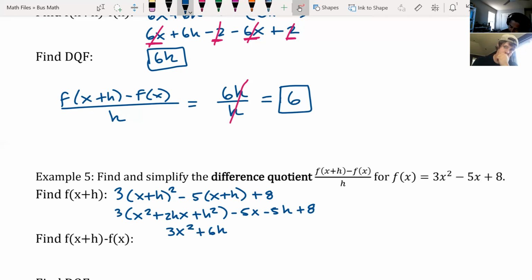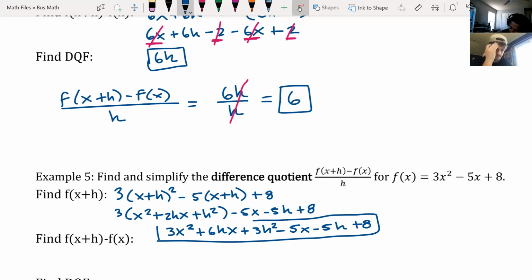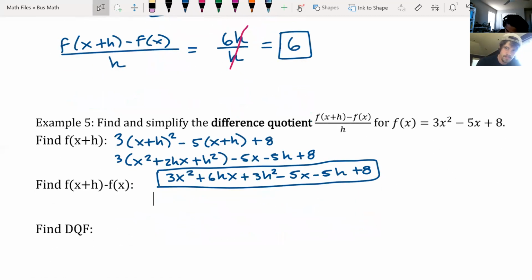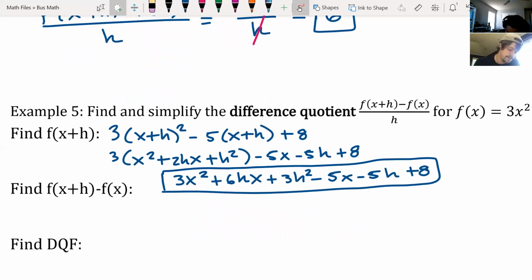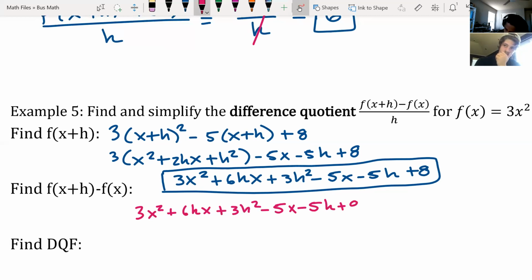3x squared plus 6hx plus 3h squared minus 5x minus 5h plus 8. And that finishes the first one. Okay. And now for the second one, just rewrite it. So I'll do a different color: 3x squared plus 6hx plus 3h squared minus 5x minus 5h plus 8. And then we subtract the original function. Don't forget your parentheses.